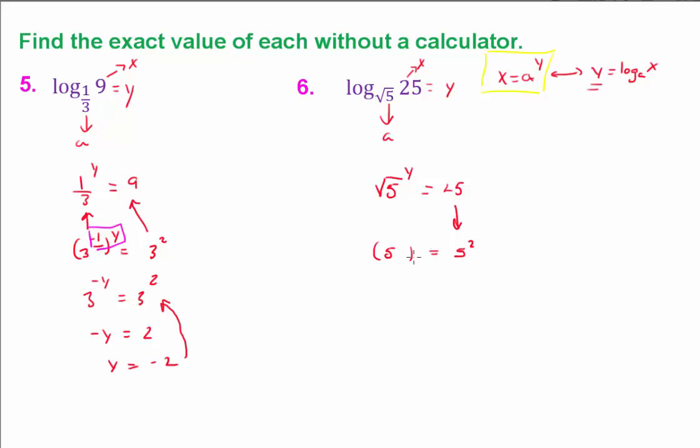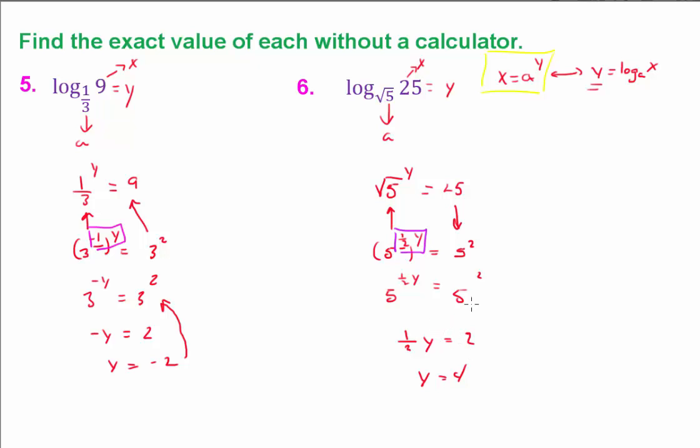What 5 to what power is equal to the square root of 5? Well, that's going to be 1/2. So 5 to the 1/2 is the same as the square root of 5. I'm going to multiply these two exponents using my property of exponents. So I get 5 to the 1/2 y is equal to 5 squared. Set the exponents equal to each other. I have 1/2 y is equal to 2. Solve that for y, and you get y is equal to 4.